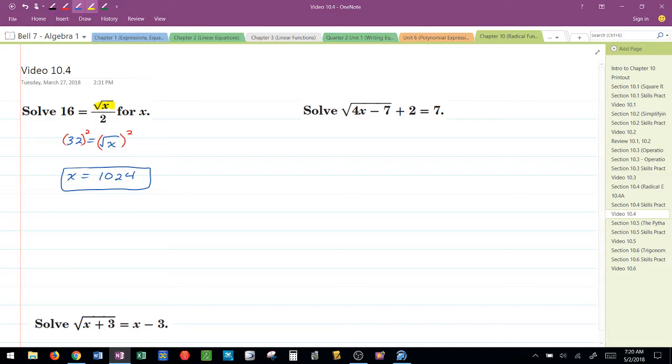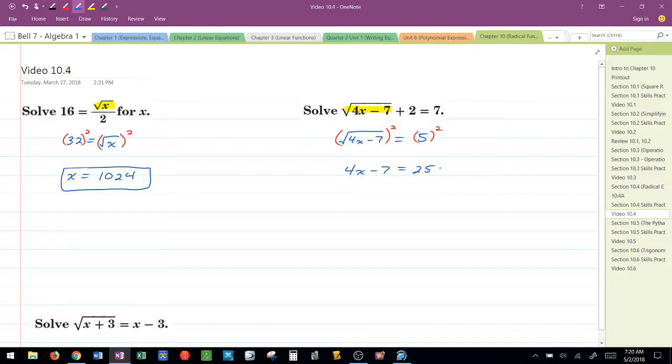I have to isolate this radical expression first. So that means I got to take that 2 and move it to the other side. I have the square root of 4x minus 7 is equal to 5. Now the square root is isolated. Step 2, I'm going to square both sides. Squaring the square root eliminates it. So I have 4x minus 7 is equal to 5 squared, or 25.